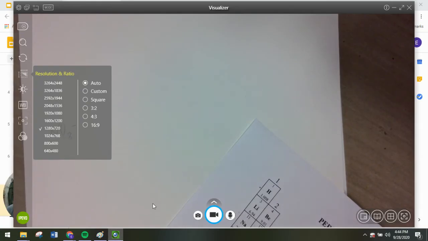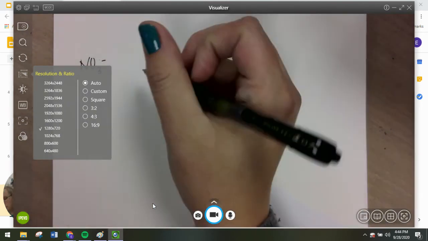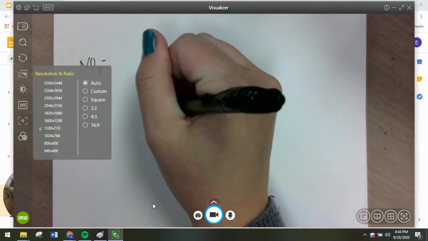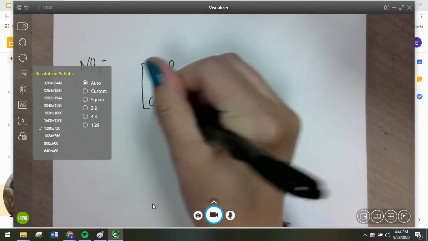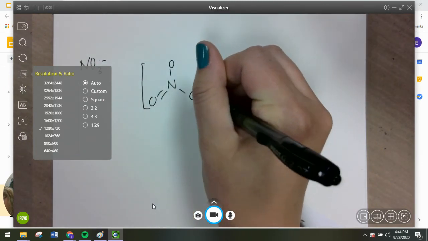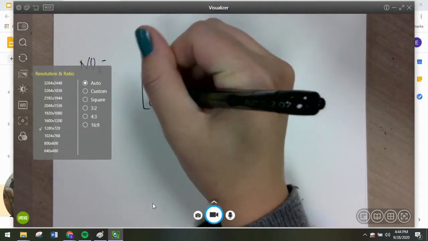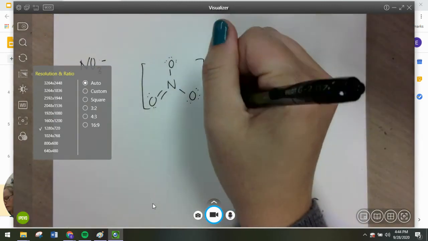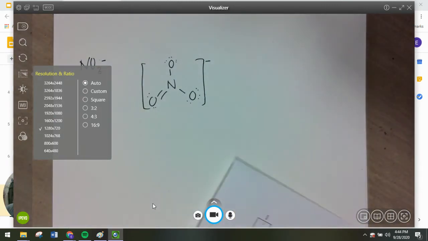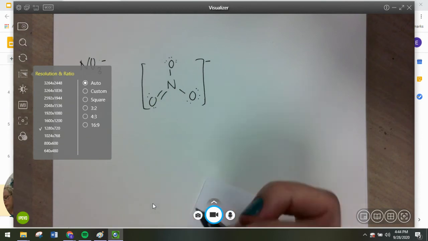Back to the doc cam. And now we have NO3. So we have a Lewis structure for NO3 with 1 double bond, and I don't remember if this is on the correct location, so just go with it. Okay, so the nitrate ion has a negative charge on it overall, but we want to calculate the formal charge for each of these in here.